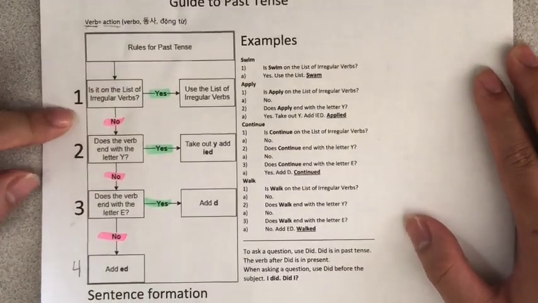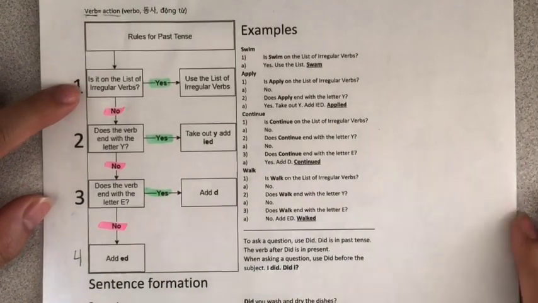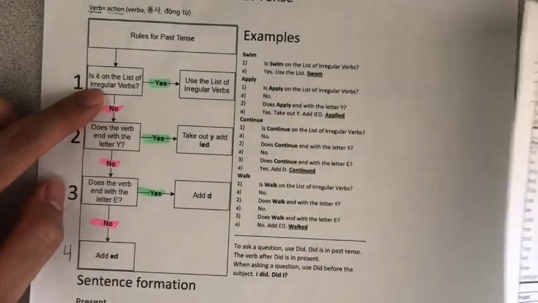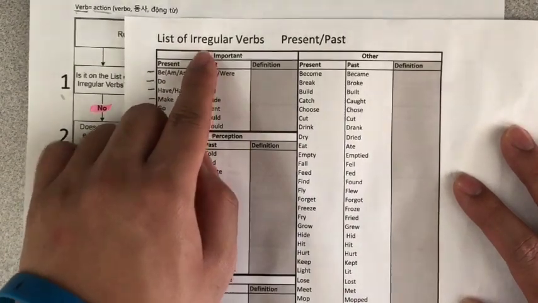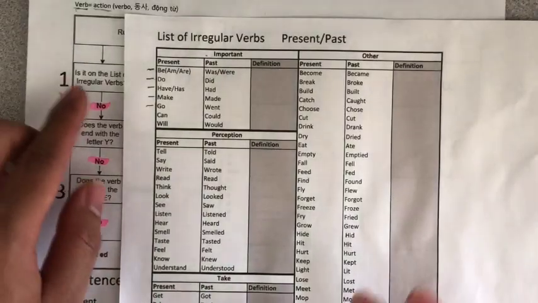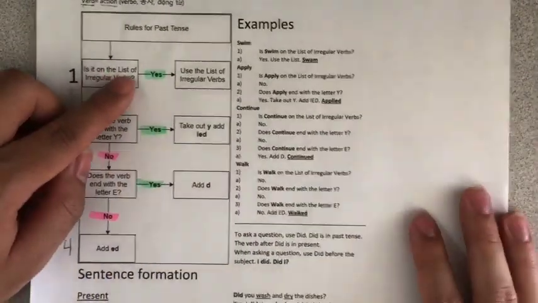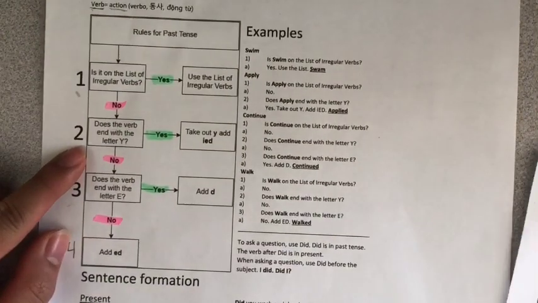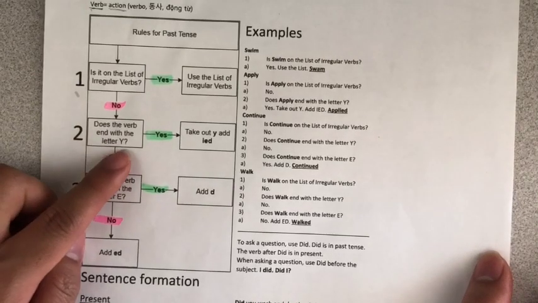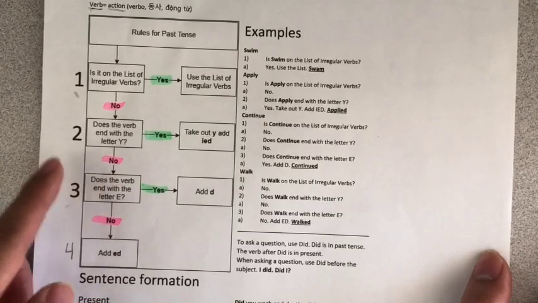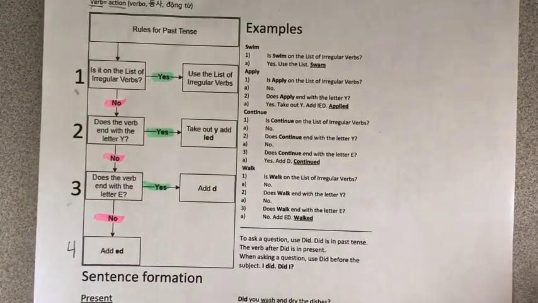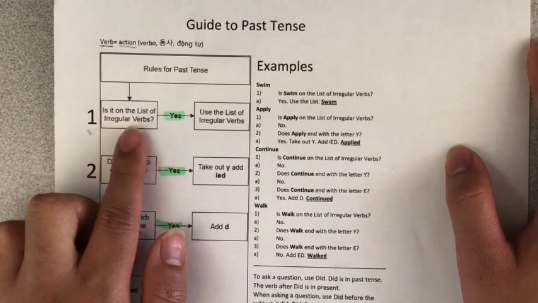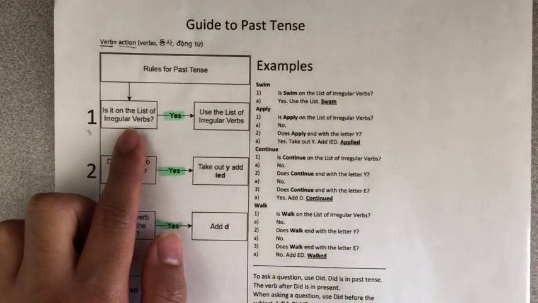So a very quick review. There are 4 rules to past tense. Step number 1. Is the verb on the list of irregular verbs? Yes or no? This list is only for irregular verbs. So if it's here, you use the word. If it is not there, we say no. Then we go to number 2. Number 2, does the verb end with the letter Y? Yes or no? Number 3, does the verb end with the letter E? Yes or no? So today, we are going to practice number 1. Is the word on the list of irregular verbs?